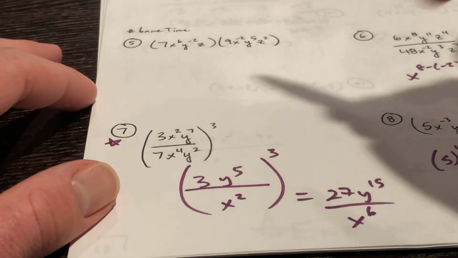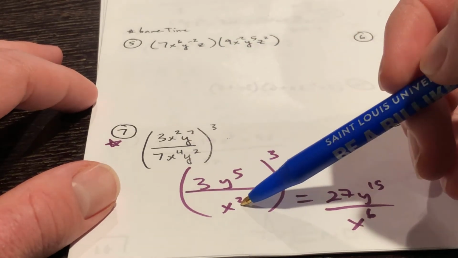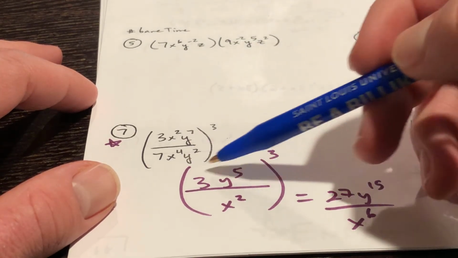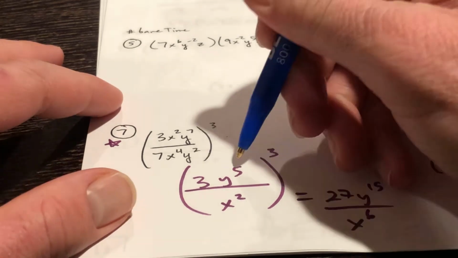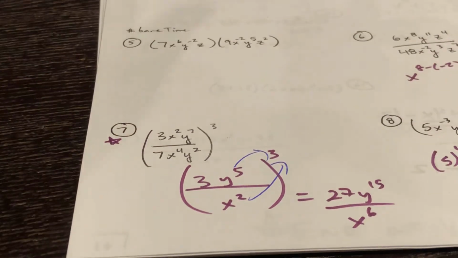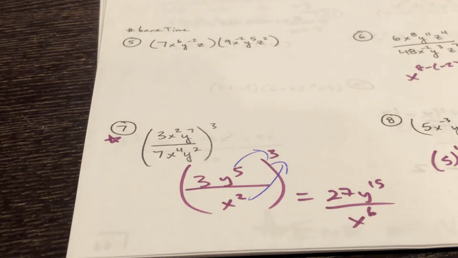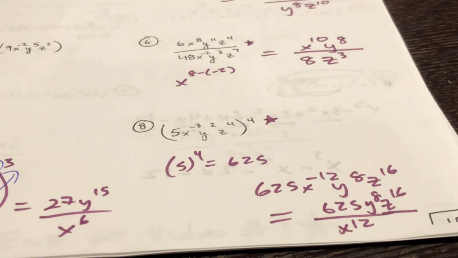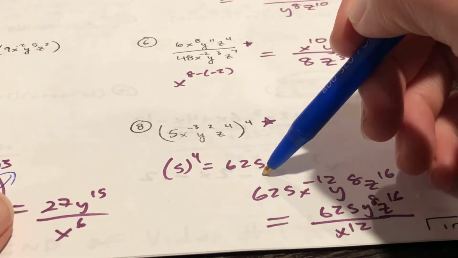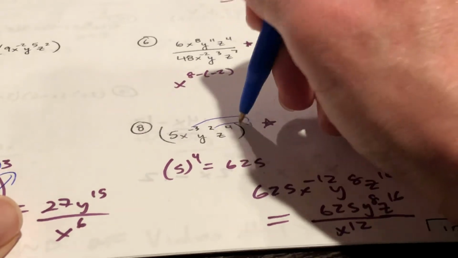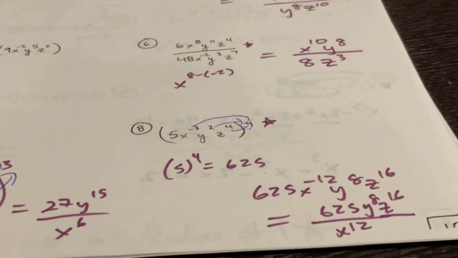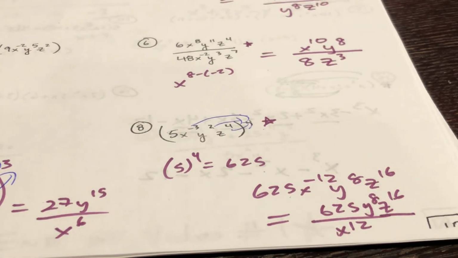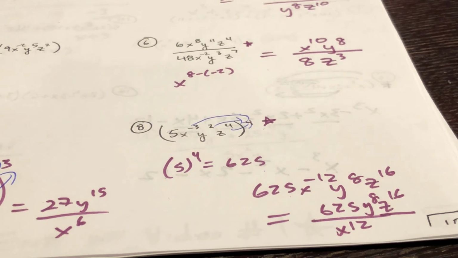On 7, you want to clean this up. X to the second will be down below. Y to the fifth will be up top. 3 to the third is 27. Then you have a power to a power. On 8, 5 to the fourth is 625. Then you have a bunch of powers to powers. So you multiply the exponents. X to the 12th would go south. It was a negative exponent north. Positive exponent south.